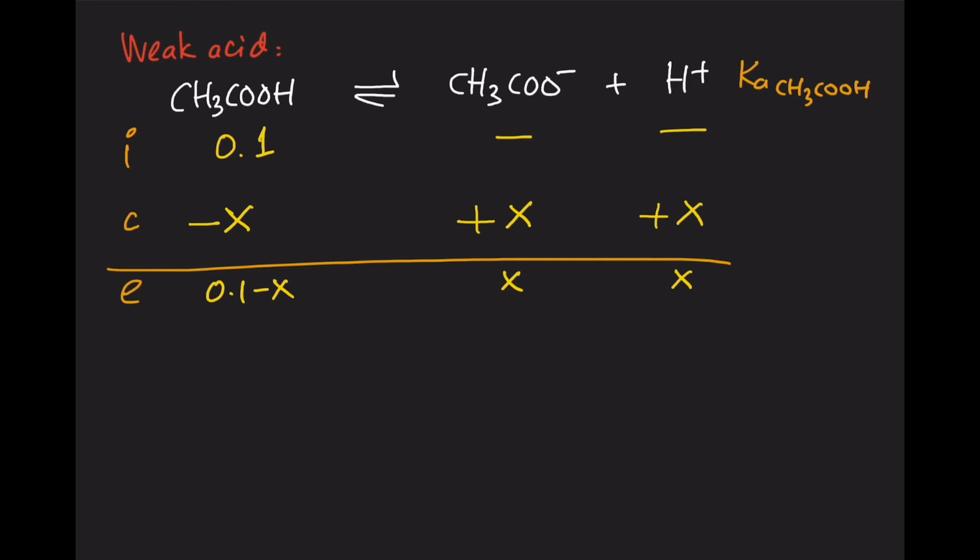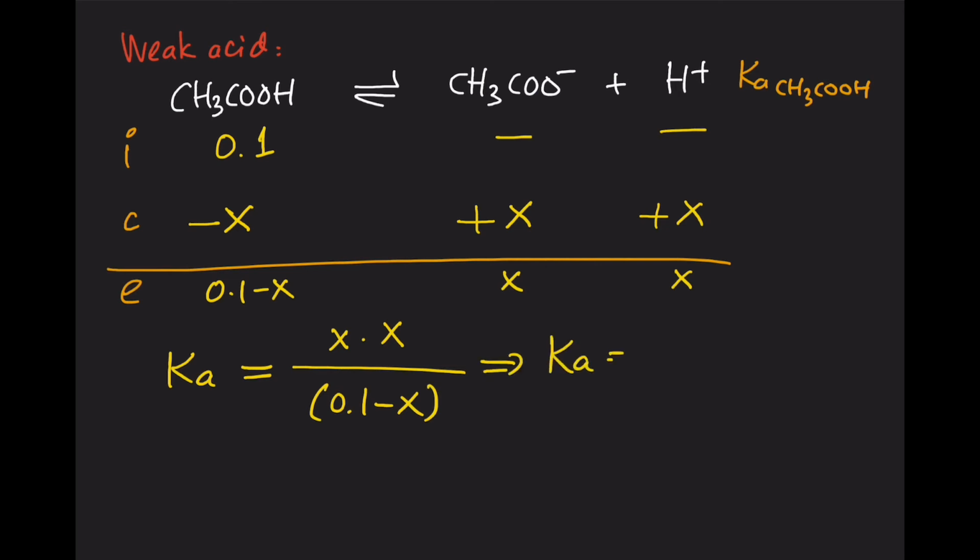Of course, for equilibrium, we can use the value of Ka to find the X. Say we have a Ka, this will be equal to X multiplied by X, so all the products powered to the coefficient, and then divided by the reactant, also powered to the coefficient. So here you can see that we will get Ka is equal to X squared divided by 0.1 minus X.